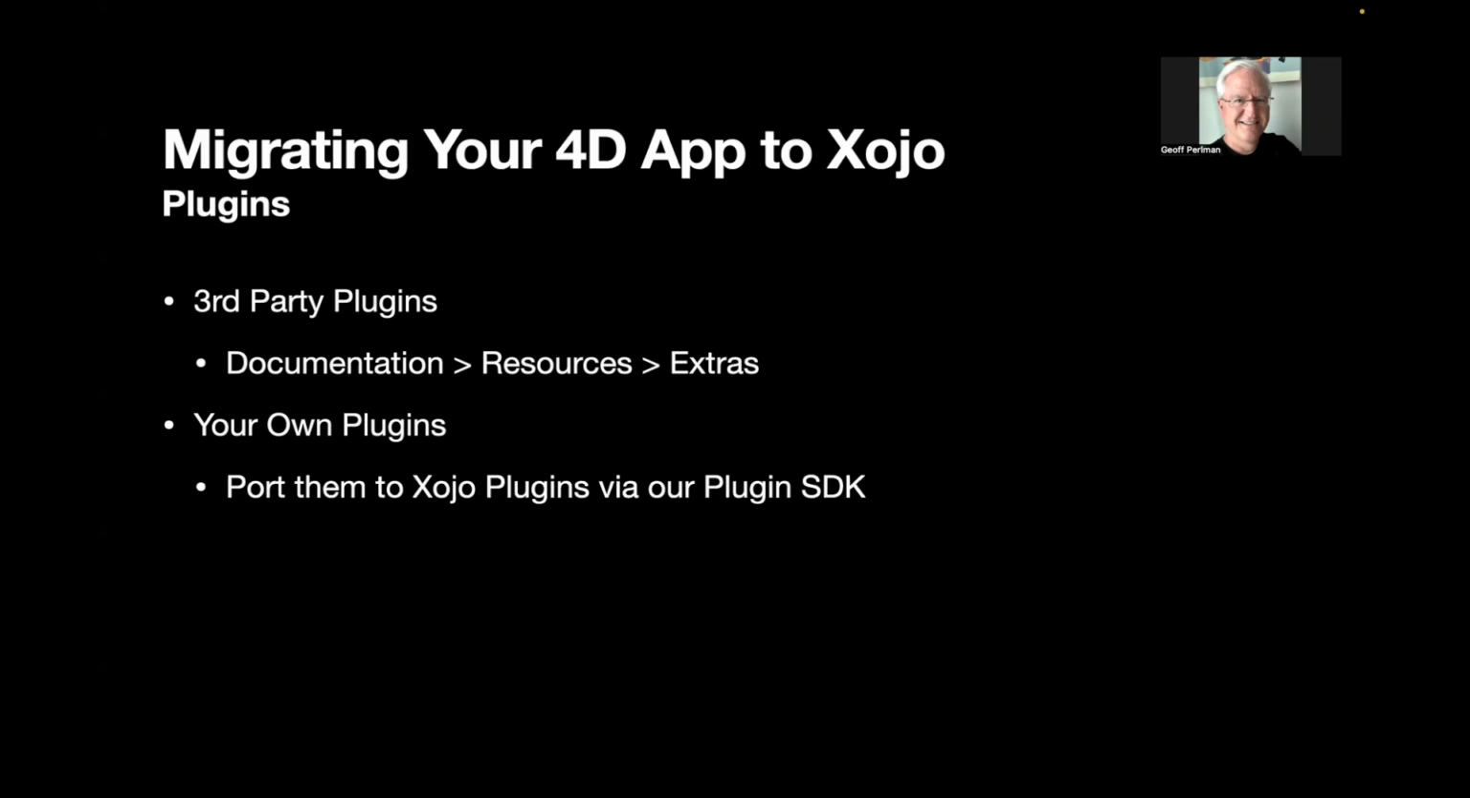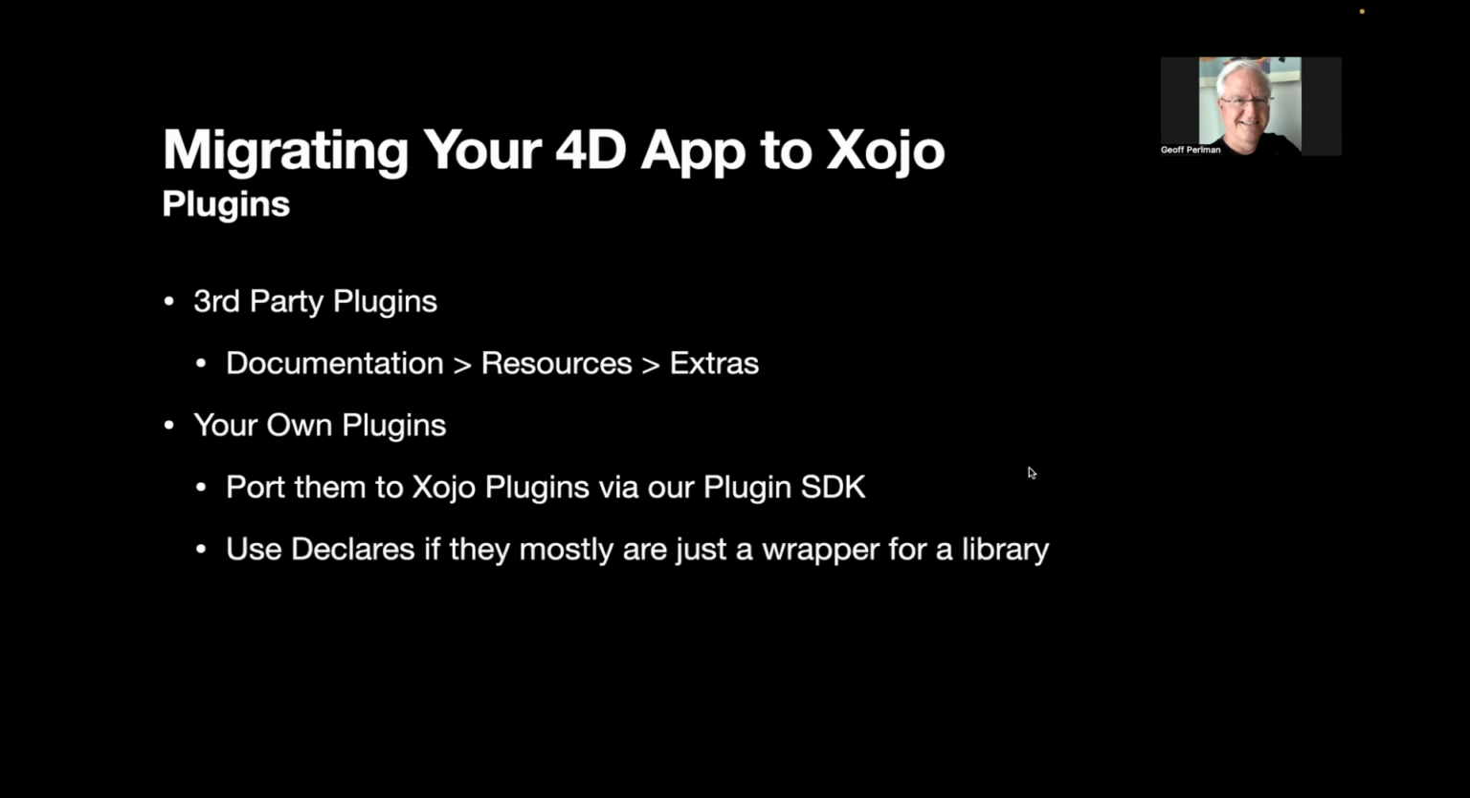If it's something you're using just in your own application, in that case, you could consider using the declare command in Xojo. If your plugin is essentially a wrapper for a library, then this is really probably the best way to go. I would at least investigate it first. Just look up the declare command. You give it a library, you tell it what method, and you can call the method. And this works for the operating system as well.